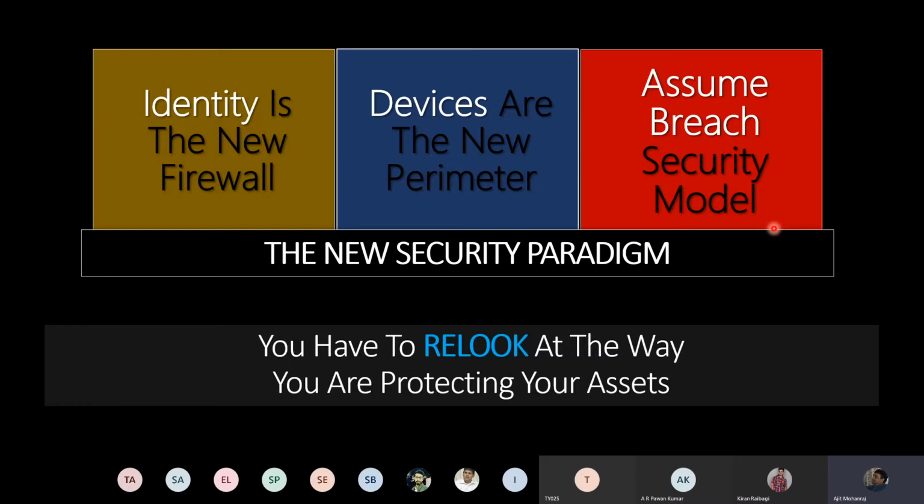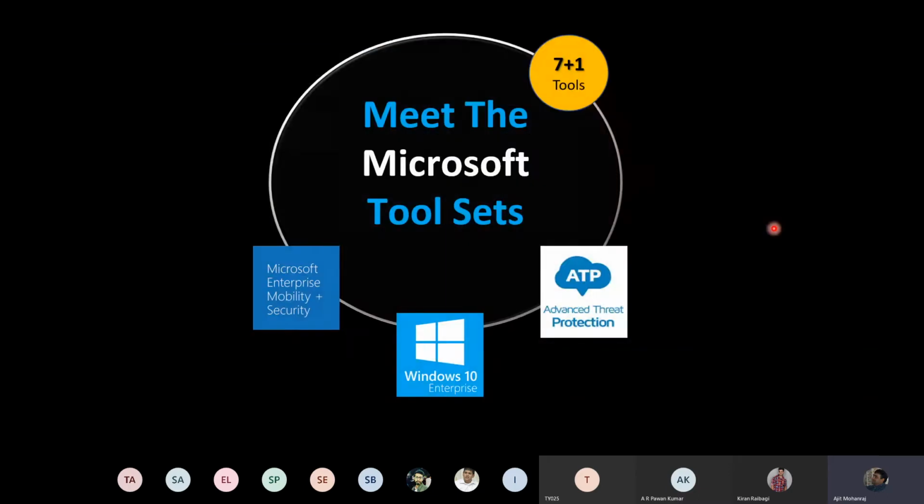So when you take O365, I'll talk about the tools from Microsoft that you can add in depending on where you are, right? So let's meet the Microsoft tool sets. You already have Office 365, so that's a given. So we have, I would say, 7+1 tools, and I'll say why I'm saying +1, right?